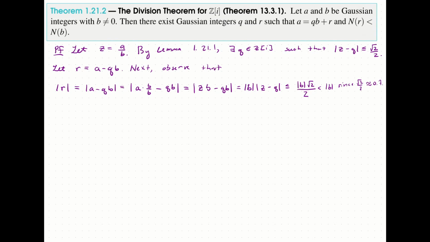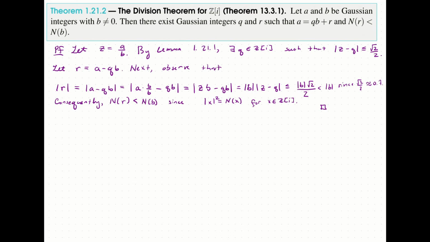And now, as a consequence, we have that the norm of r is less than the norm of b, since the modulus of some Gaussian integer x, squared, is equal to the norm of x. And so that finishes it off for this proof. And so we have established now the division theorem for the Gaussian integers.